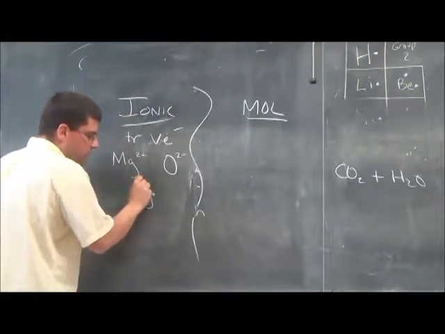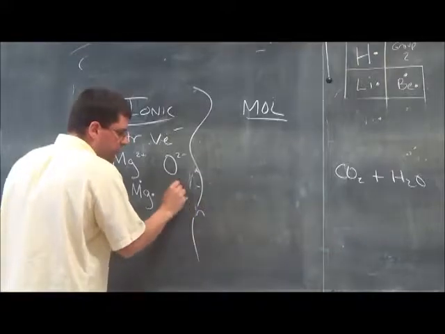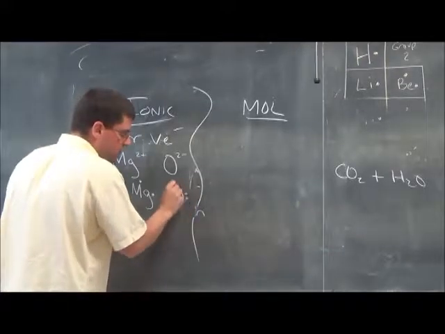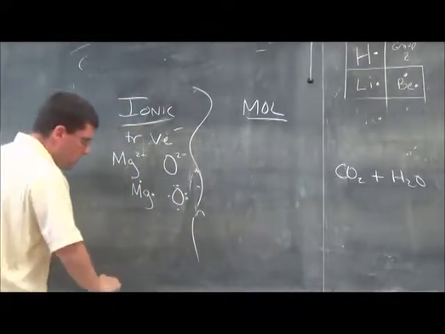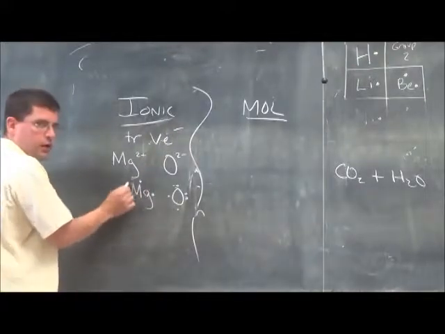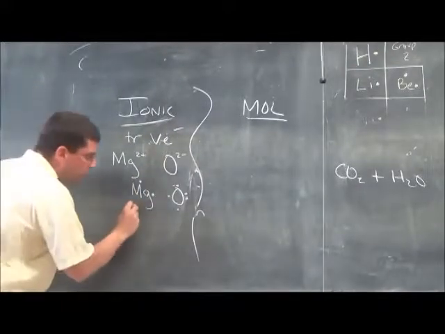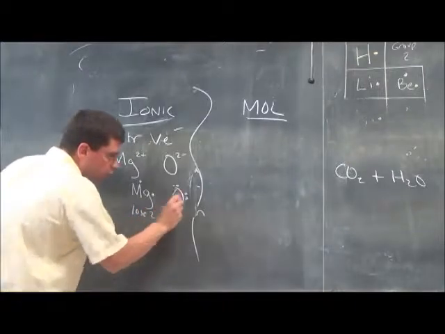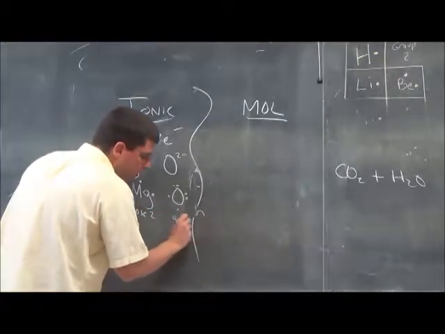We know that. So magnesium has 2 valence electrons, oxygen has 6. What does magnesium want to do to become stable? It wants to lose 2. Oxygen wants to gain 2.